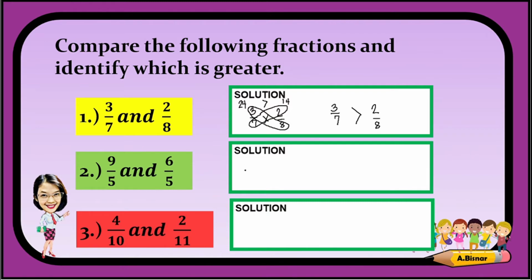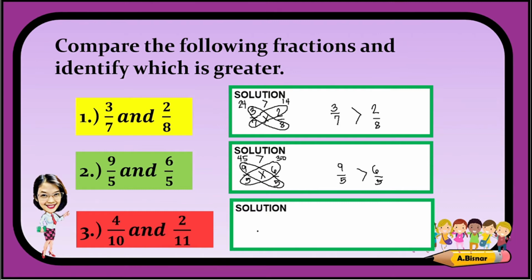Another, 9/5 and 6/5. So let us cross-multiply using the butterfly method. 9 times 5 is 45. 5 times 6 is 30. Well, in here, we can say that 45 is greater than 30, and therefore 9/5 is greater than 6/5.